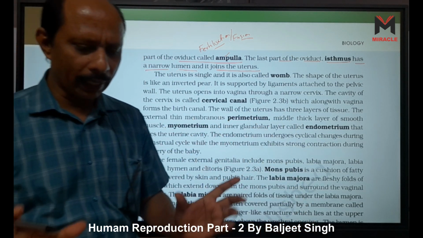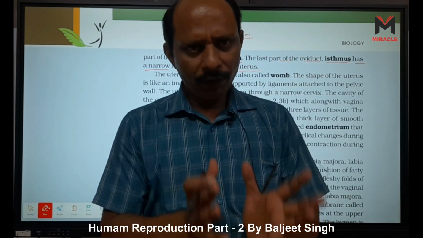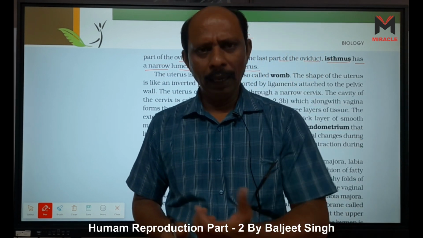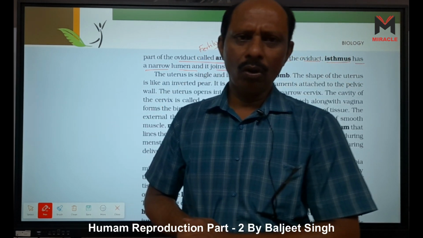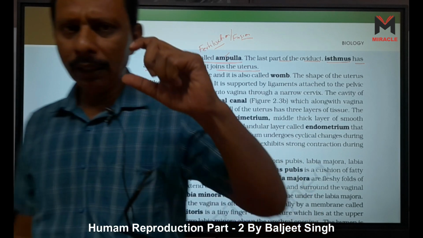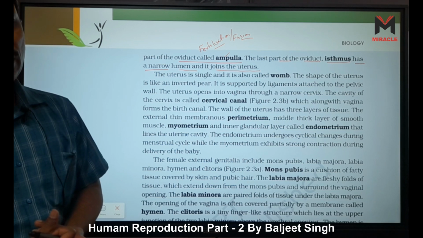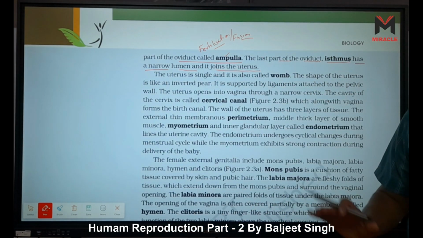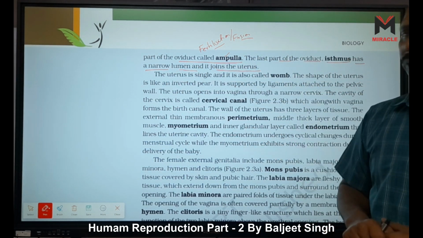That means our oviduct, that is the fallopian tube, starts from the infundibulum, which possesses fimbriae, and then it continues up to the ampulla. When the ampulla becomes narrow and comes into the uterus, it is called the isthmus, right? And when this narrower part joins with the uterus, it is called the interstitial tube or intramural tube, right? Okay, here the intramural tube is not given. That is also isthmus. Isthmus has a narrow lumen, and it joins the uterus, right?